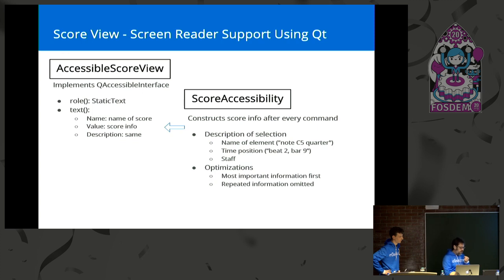A blind user will typically start moving through very quickly like that, so they can just, I heard what I needed, I'm ready to move on. So we wanted to make sure that worked, and so get the important information first, and really avoid repeating things unnecessarily. If you're navigating between notes within a measure, you don't need to repeat the measure number. We already know what measure we're in, or the staff name for that matter. So we avoid that. And then once we've calculated that information, you send a QAccessible value change event, and this is what notifies the screen reader the value of that widget has changed.